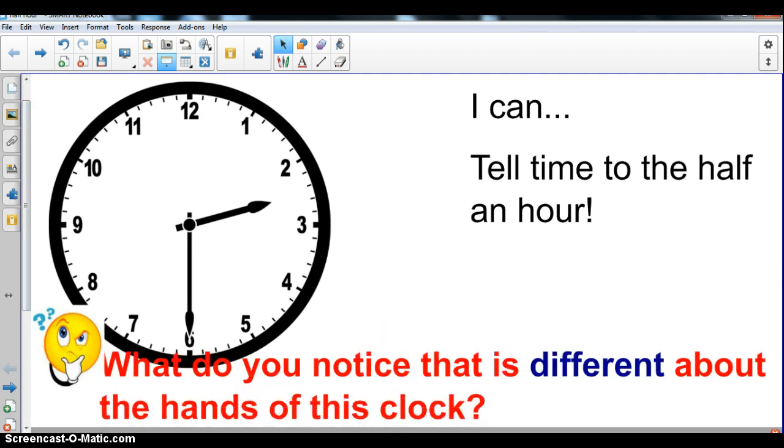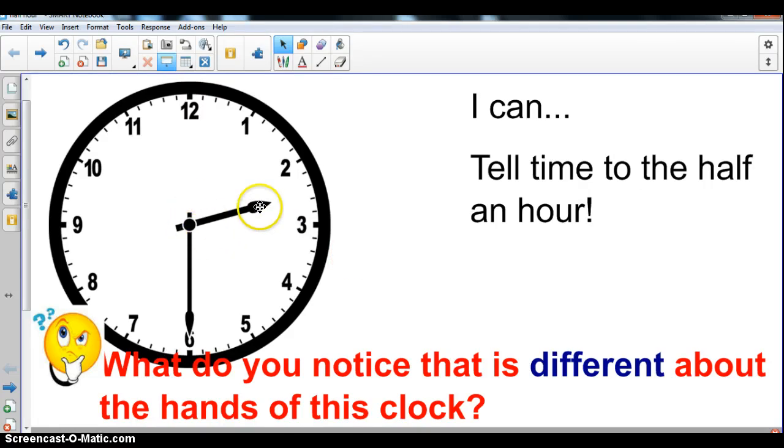What do you notice that's different about the hands on this clock from the clocks that you saw last week? Look at the hour hand, the short hand, look at the minute hand, the long hand, and think about what you notice that is different from last week.